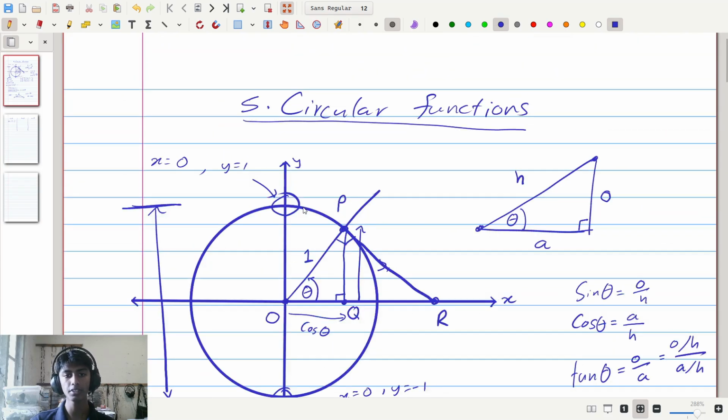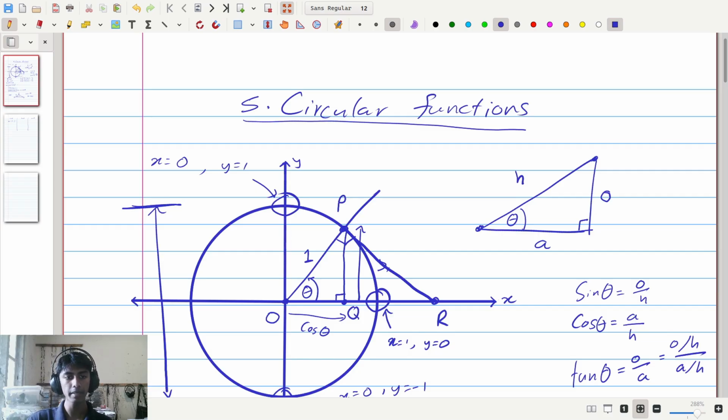Next, if we consider cosine theta. Cosine theta is the x-coordinate of the point P. And note that point P can also go anywhere on the circle and the maximum value of x for the point P is found at this point. At this point x is equal to 1 but y is equal to 0. We've gone a radius distance along the positive x direction at this point and nowhere in the y direction.